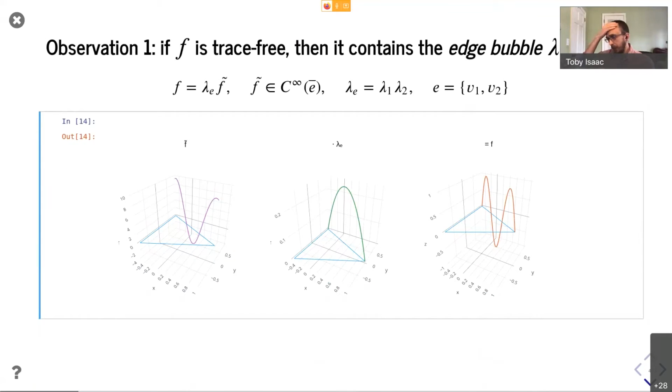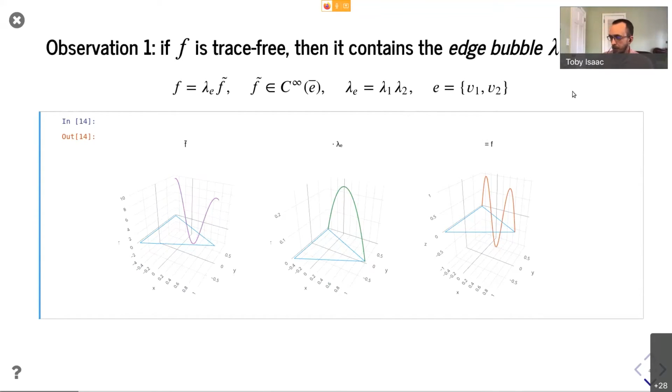Okay, so observation 1: my function little f on the edge, if it truly is smooth, then it has to be expressible as the product of a smooth function, I'll call it f tilde, that's not necessarily trace-free, and the bubble function for that edge. Just multiplying them together gives me back my original function.